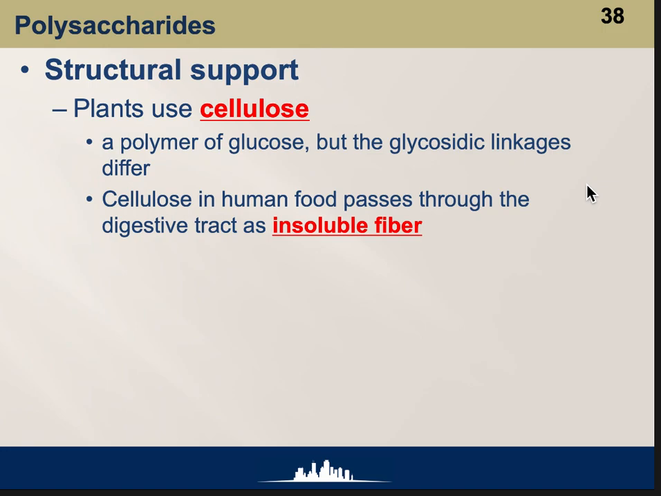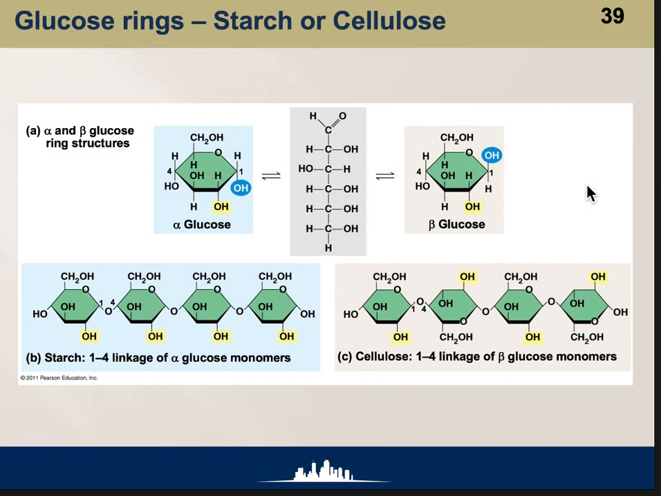So again, looking at this, plants use cellulose as a structural support, and the glycosidic linkages will differ. Cellulose in humans will actually be an example of insoluble fiber. Here we see starch, and we see a 1-to-4 linkage. In 1-4, we know that means something about these carbons. Starch is a 1-4 linkage of an alpha glucose. Cellulose is a 1-4 linkage of a beta glucose. So they are different compounds.